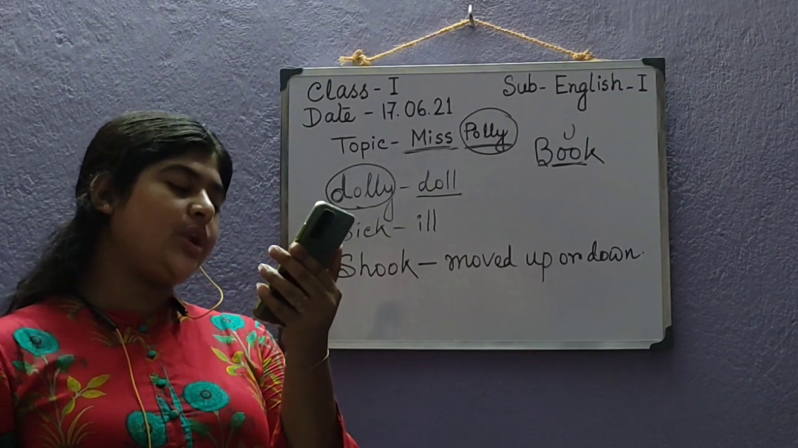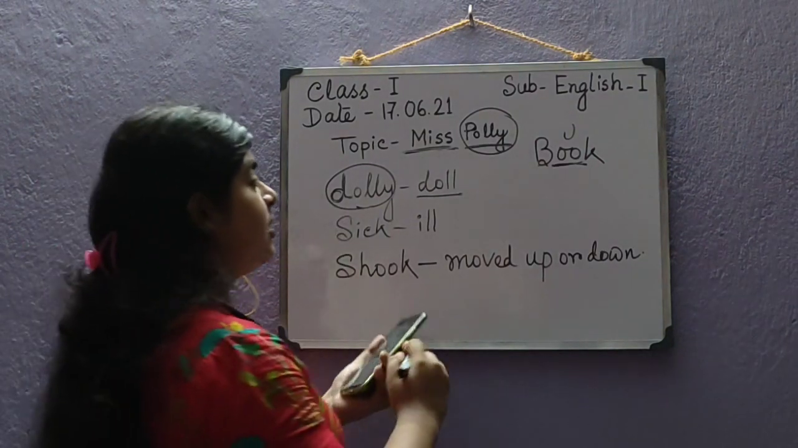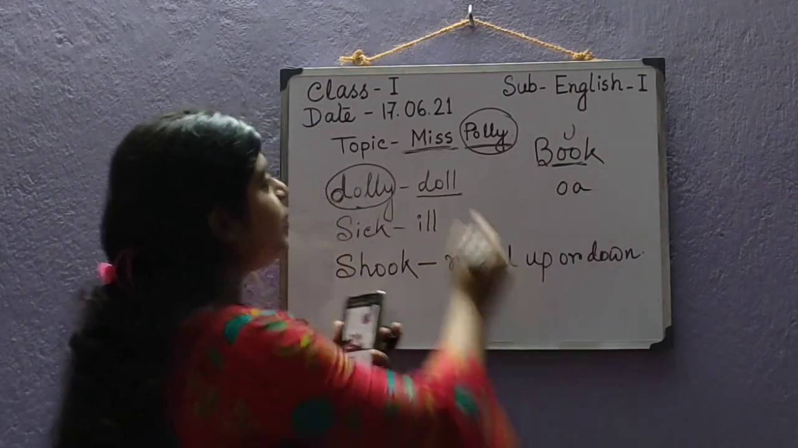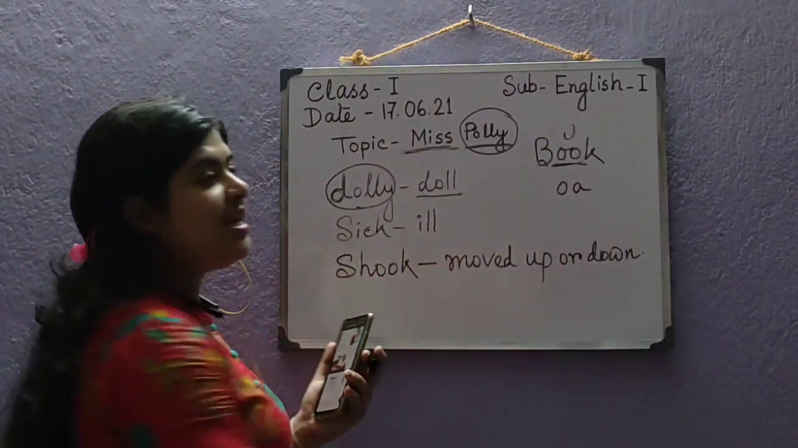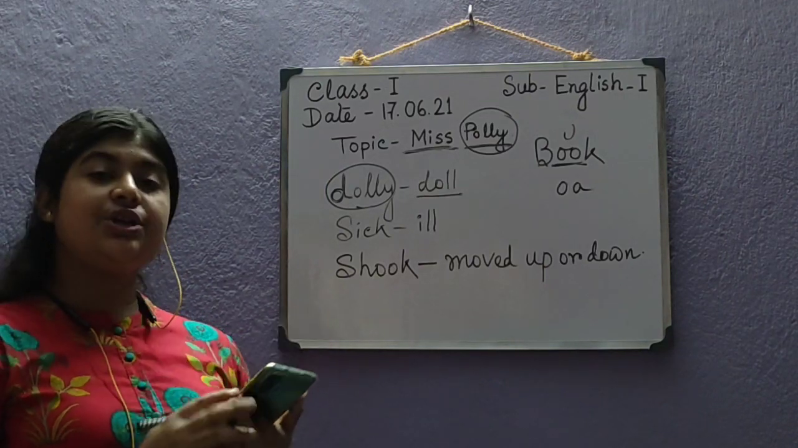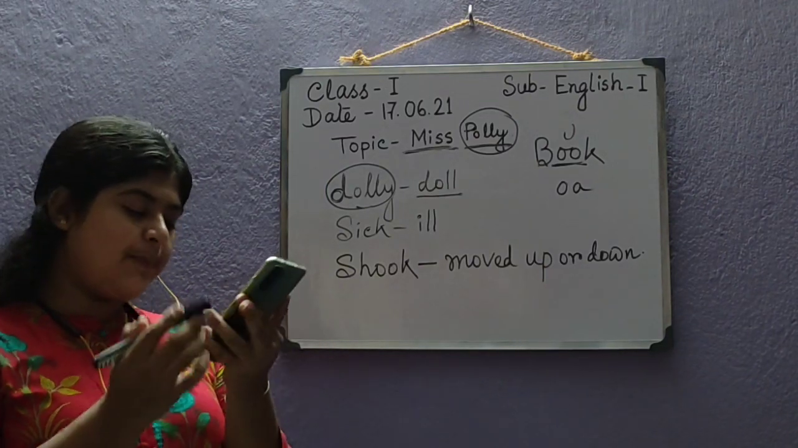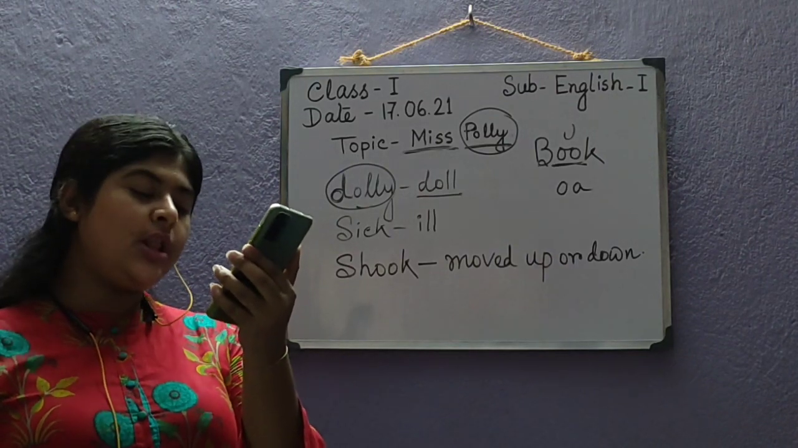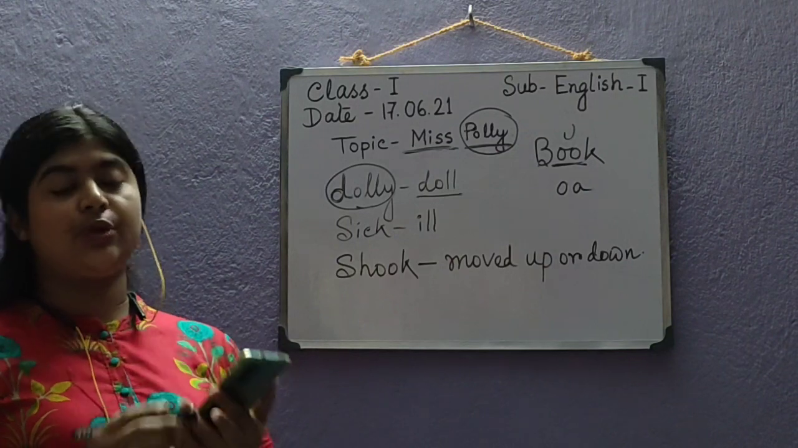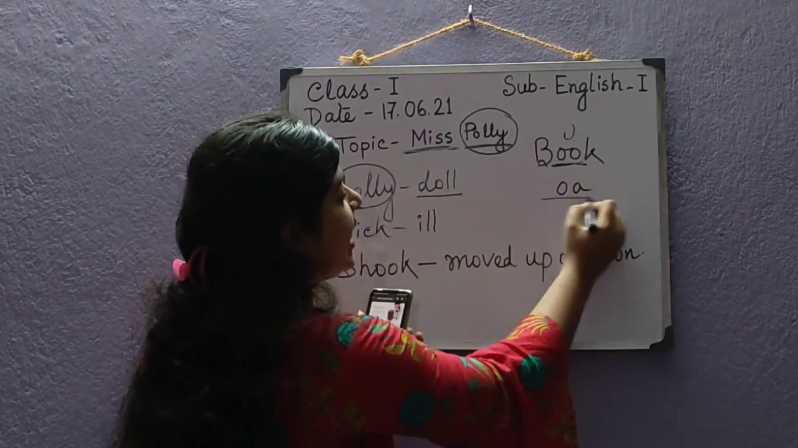Now come to the next pronunciation, OA. So whenever we are using OA, suppose this is one board, B-O-A-R-D, board. So the pronunciation will be O. For example, coal, foal, foam, goat, road. Okay, so O will be the pronunciation of OA.